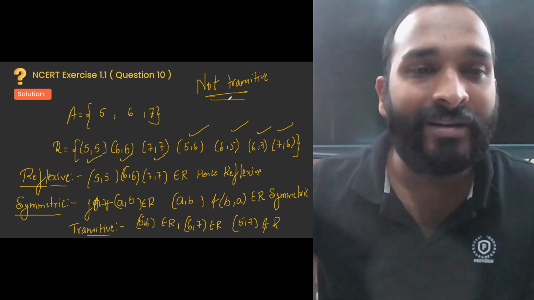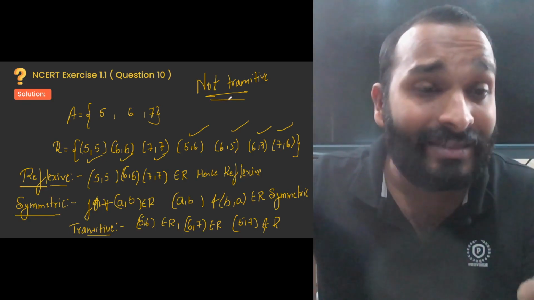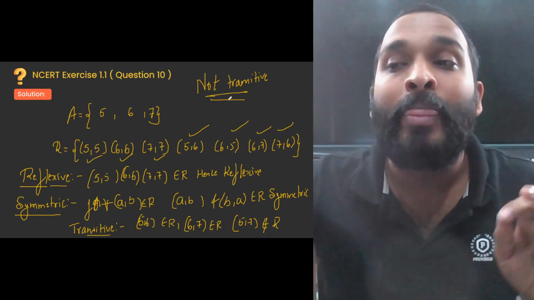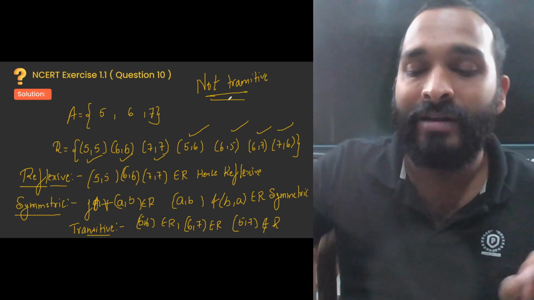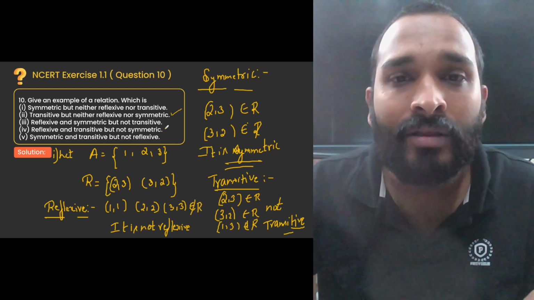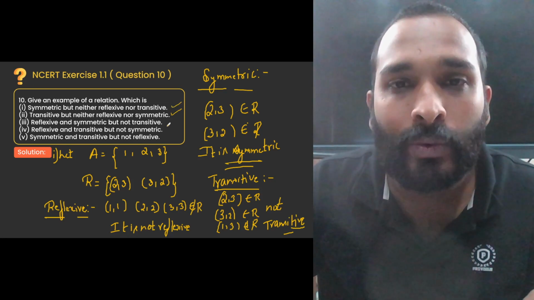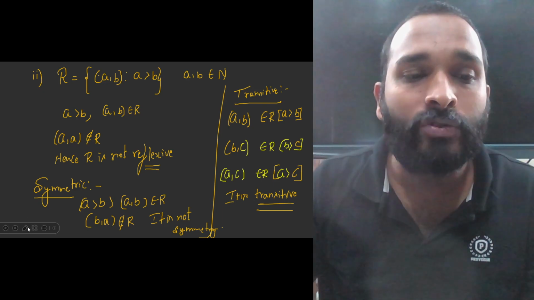I hope my children are clear with this. Yes, the third sub question, where they asked us to write an example where it is reflexive and symmetric but not transitive. I hope this is clear children. Yes, we have already solved the third sub question. The first one was done, it was clear. Second one was done, third one is also clear. Now let us try to solve the fourth sub question.